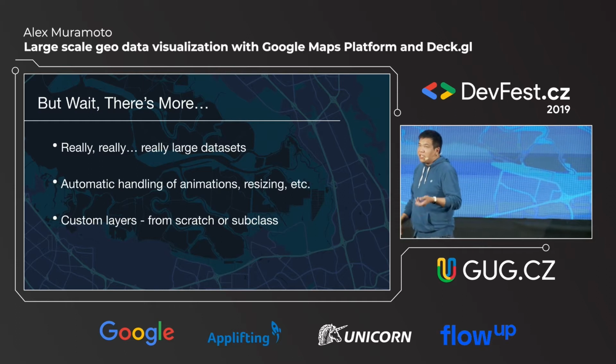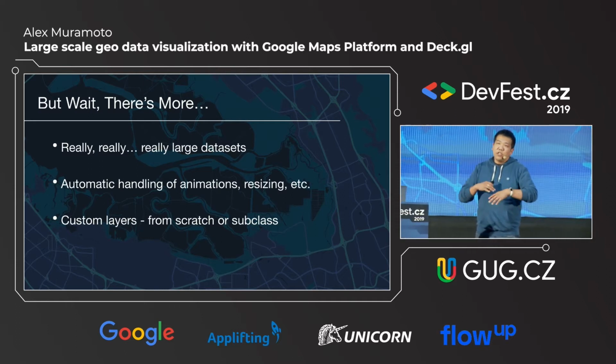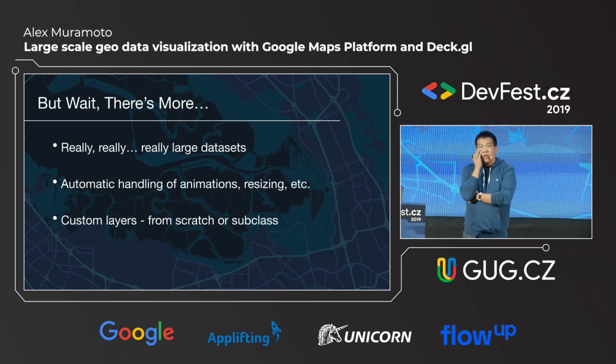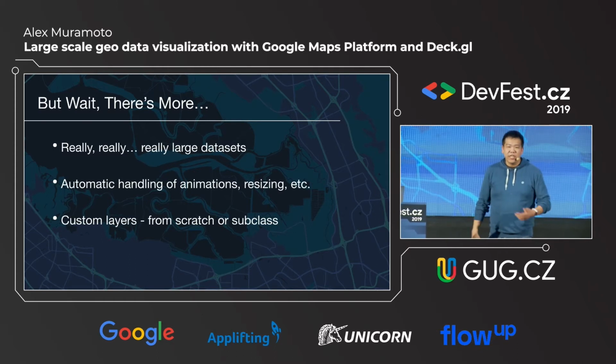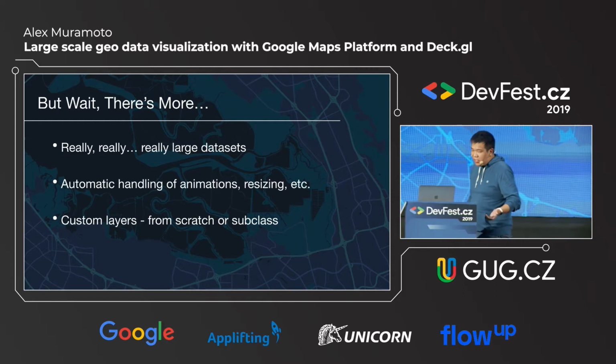Last time that I checked, the most points that were rendered on a Google map with Deck.gl was something like 6 million. So when I say large, I'm talking about extremely large.